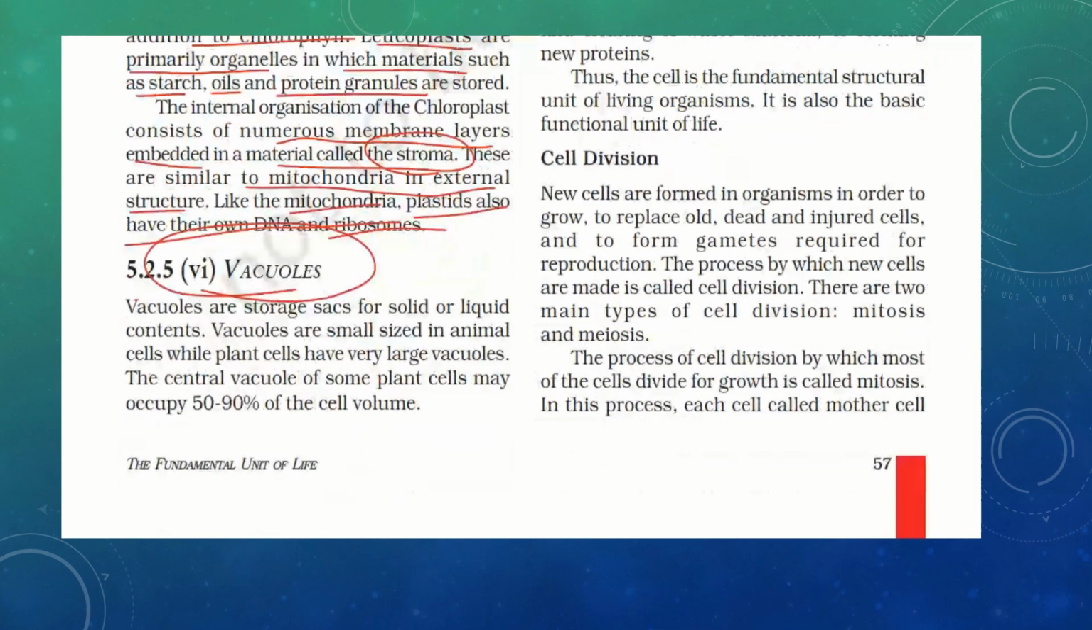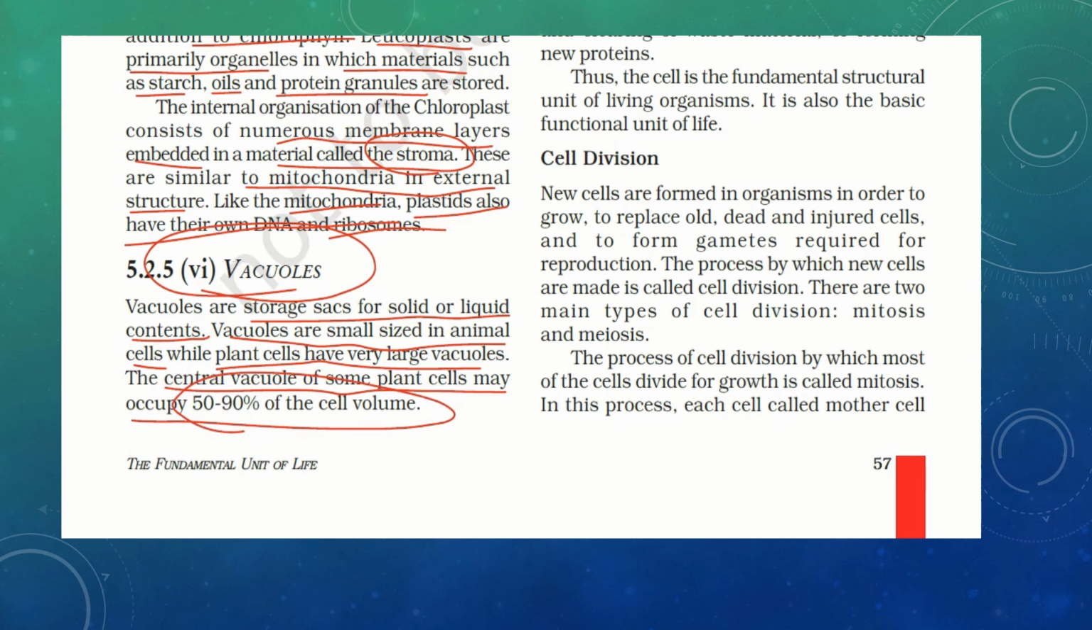So now we are discussing vacuoles. What are vacuoles? Vacuoles are storage sacs for solid and liquid contents. Vacuoles are small in animal cells, while plant cells have large vacuoles, right? The central vacuole in some plant cells may occupy 50 to 90% of the cell volume.